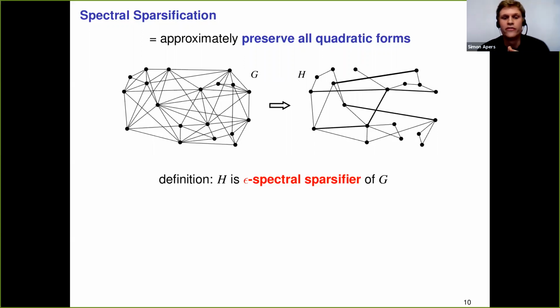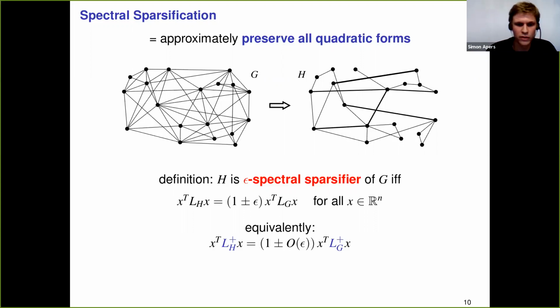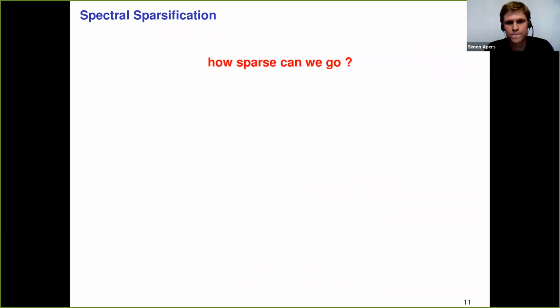More specifically, we define H to be an epsilon spectral sparsifier of G if and only if the following holds, namely the quadratic form in the Laplacian of H epsilon-approximates the quadratic form in the Laplacian of G for all potential x, right? So we want an epsilon multiplicative error in the approximation here. Equivalently, we can express this condition using the pseudo-inverse. This demonstrates that if we preserve all quadratic forms in the Laplacian, we'll also preserve all quadratic forms in the pseudo-inverse of the Laplacian. And again, equivalently, without much detail, we can formulate this as a PSD ordering so that L_H approximates L_G in this PSD ordering. This is a very nice notion, and it seems kind of useful.